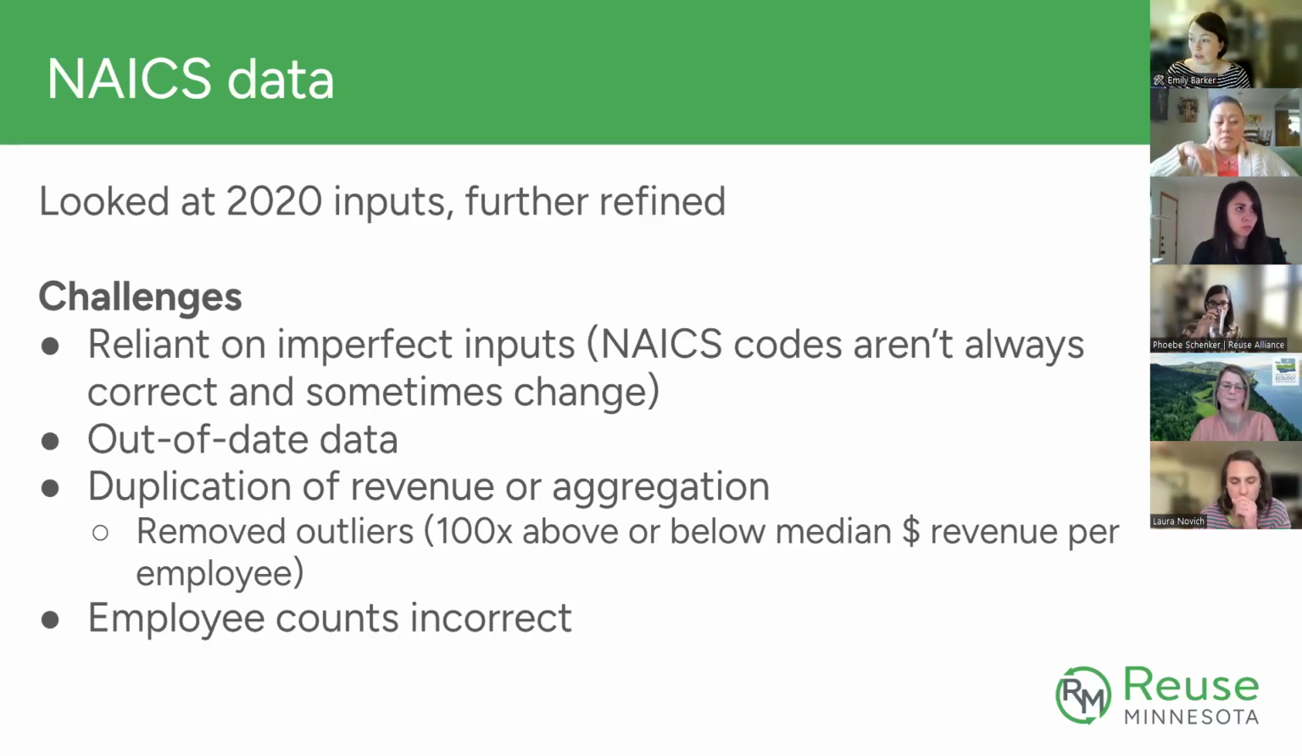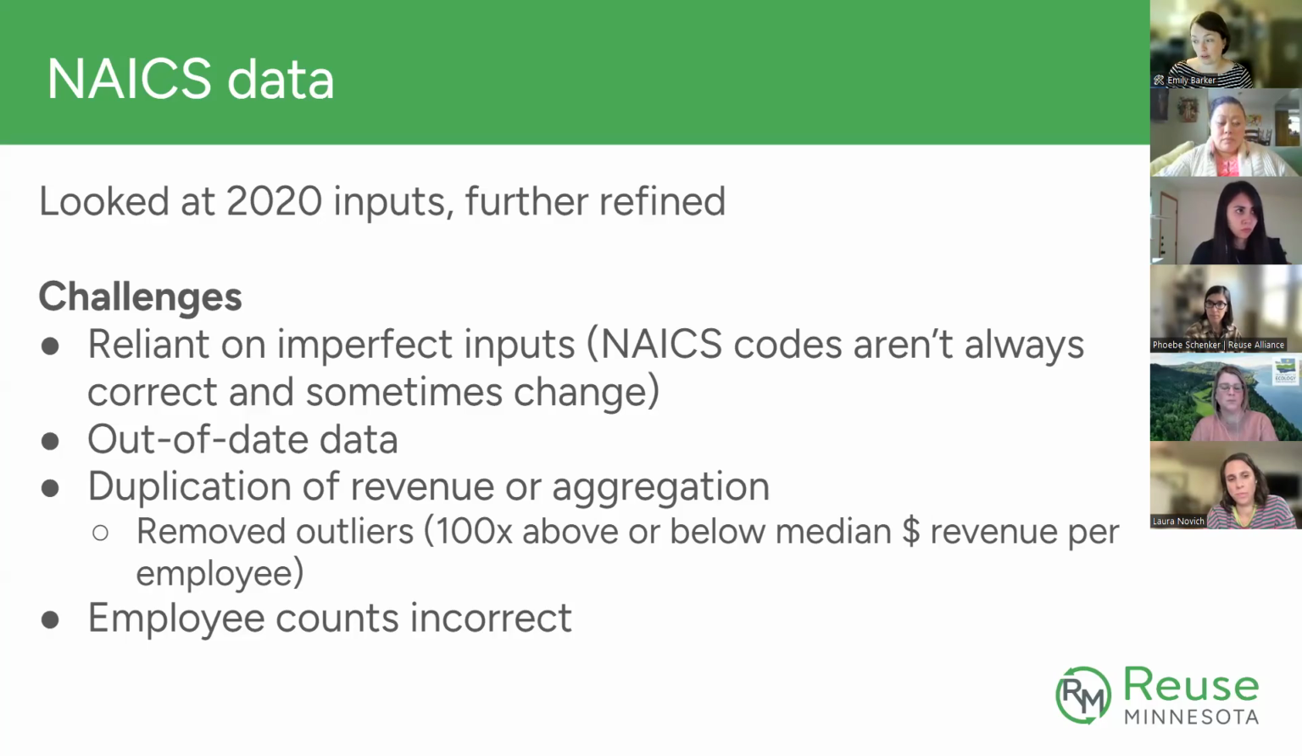We looked at our 2020 inputs and did some further refining. One of the challenges, and this will come up a few times, is that the data is tricky at best sometimes to get reliable data. We're relying on imperfect inputs. Sometimes the NAICS codes for businesses don't actually match. They're not actually correct. I found this out with our own organization. The NAICS code that we were assigned has nothing to do with what we really do. But you can change them. There's also out of date data and missing businesses. I know personally, I was looking at businesses as I was going through them that I knew had gone out of business well before, like 6 years before the date. And so we knew that was an issue.